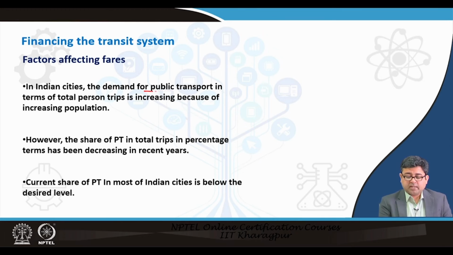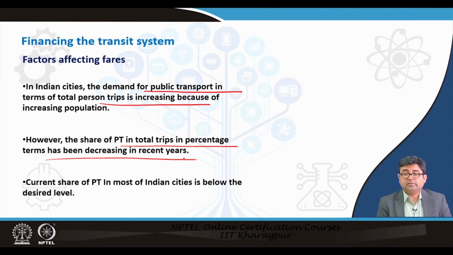In Indian cities, the demand for public transport in terms of total person trips is increasing, just because the population is increasing. However, the share of public transportation in percentage terms has decreased over the years. The number of people using public transportation versus their own private modes of transport, two wheelers or four wheelers, is going down in percentage. The current share is below the desired level. This is a cause of concern in most cities in India, because if the public transportation share goes down, there are more private cars and private two wheelers on the road, and that is usually an indicator of higher levels of congestion on urban streets.